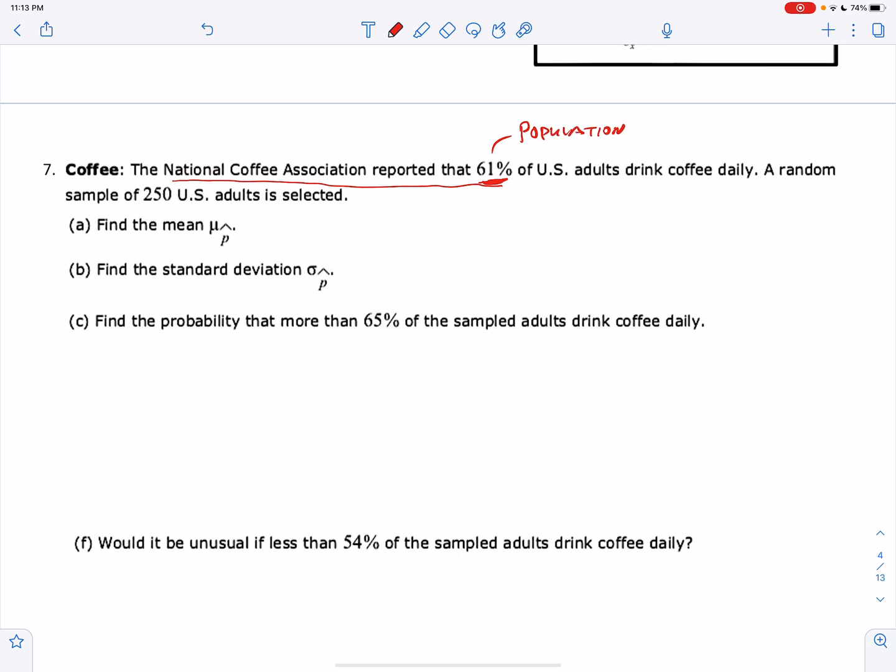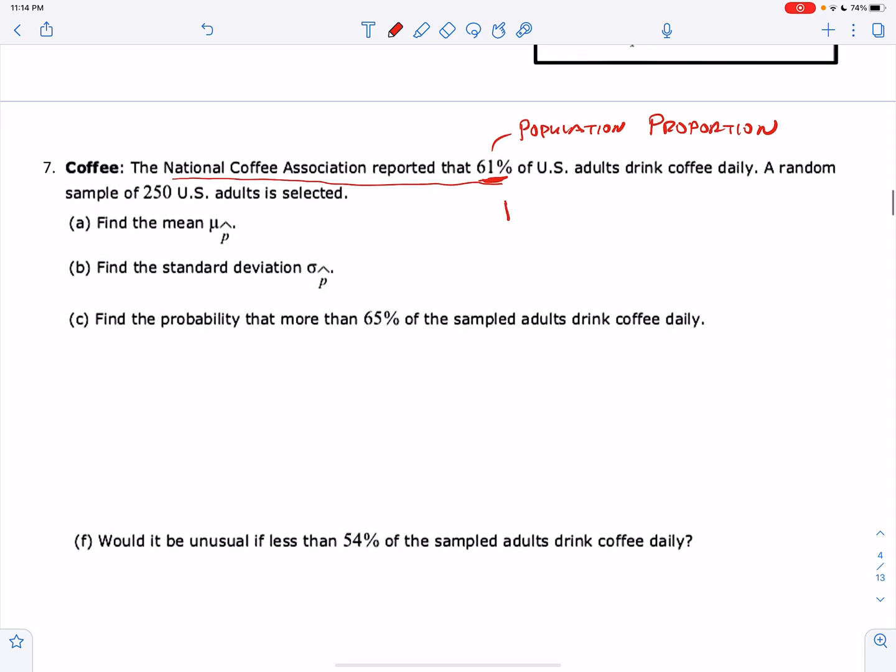Now, what are we talking about? Population mean, or sample, or proportion of the population? What's going on here? When you take a look at the rest of the problem, part A is saying we want the mean of the sample proportions. So we're talking about the proportion. Up here, the National Coffee Association reports that the population proportion is 61%. We write the population proportion as lowercase p, and as a decimal, p equals 0.61.